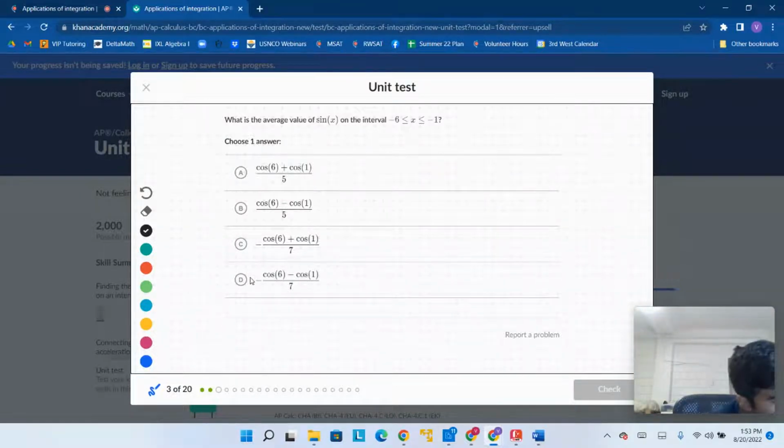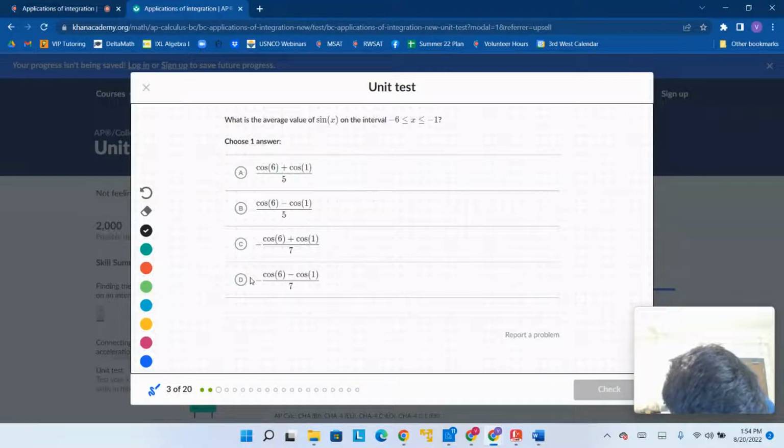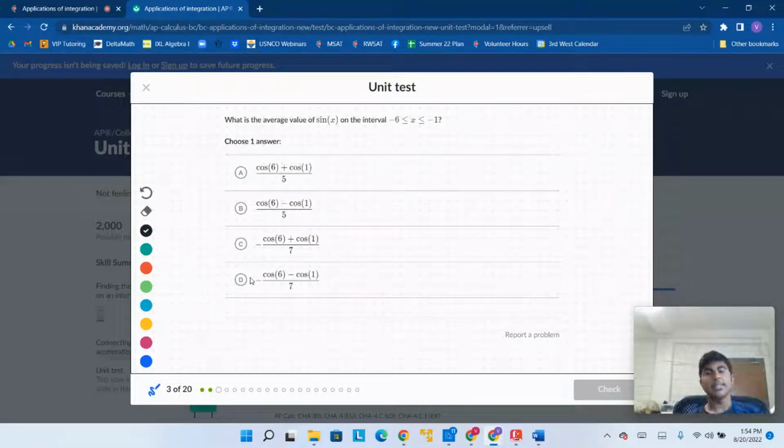And then in the numerator, the antiderivative of sine of x is negative cosine of x. So it's going to be negative cosine of negative 1 minus negative cosine of negative 6, or just cosine of negative 6 minus cosine of negative 1, over 5. Since cosine is an even function, meaning that on both sides it's the same, cosine of negative 6 is the same as cosine of 6, and cosine of negative 1 is the same as cosine of 1. I'm left with cosine of 6 minus cosine of 1 over 5. And that's it.